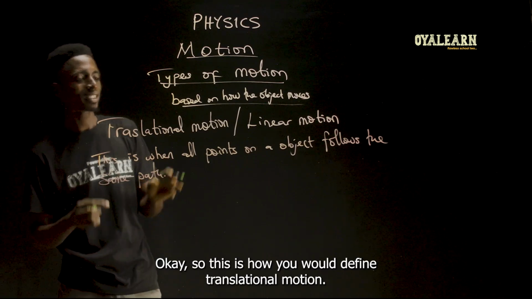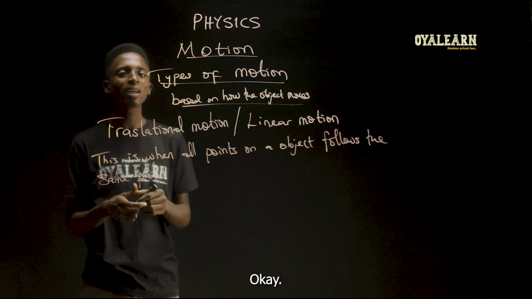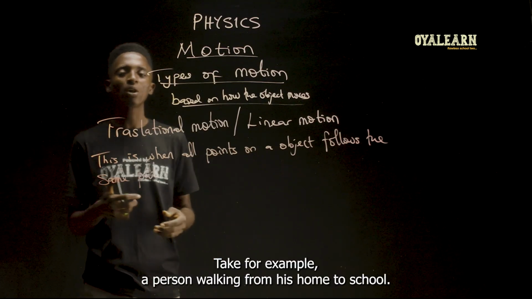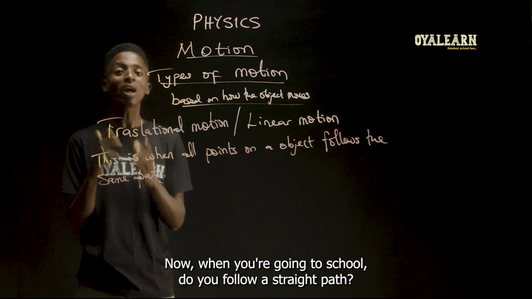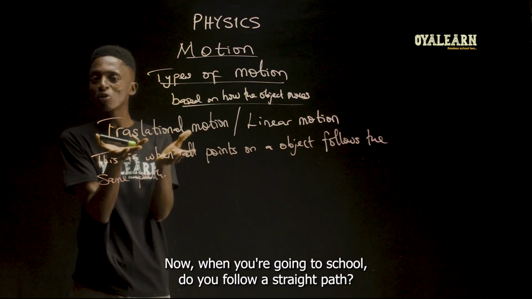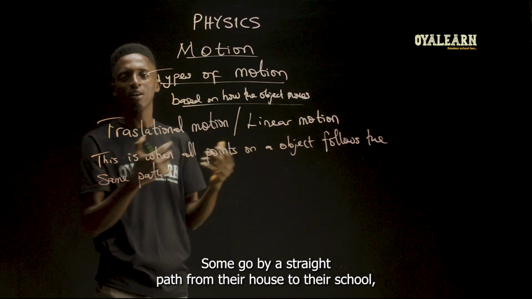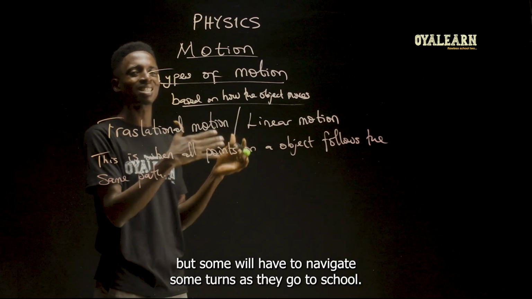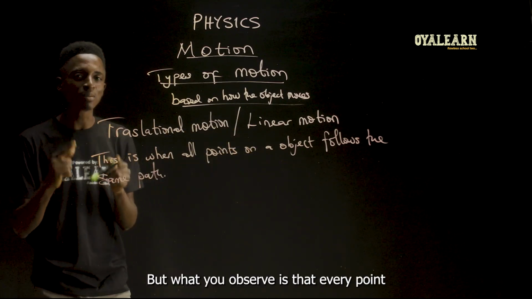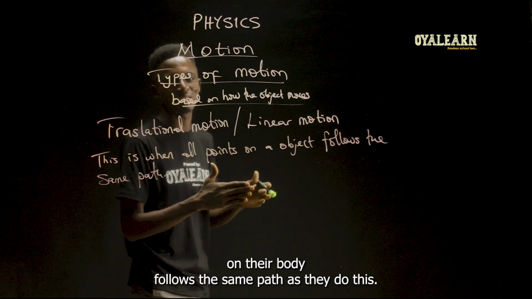Okay, so this is how you would define translational motion. Take for example a person walking from his home to school. Now, when you're going to school, do you follow a straight path? It's relative. Some go via a straight path from their house to their school, but some will have to navigate some turns as they go to school. But what you observe is that every point on their body follows the same path as they do this.